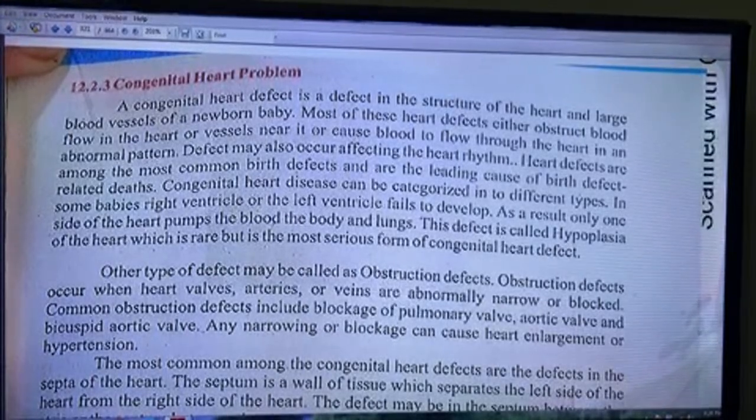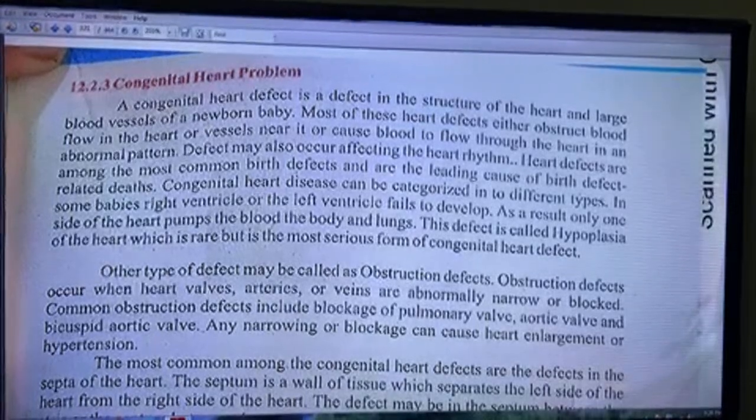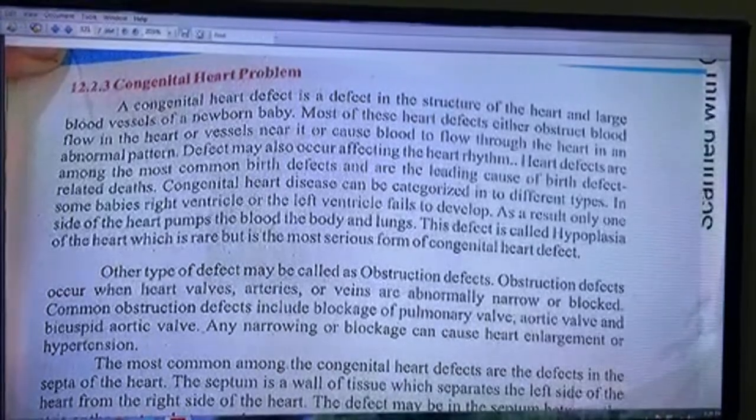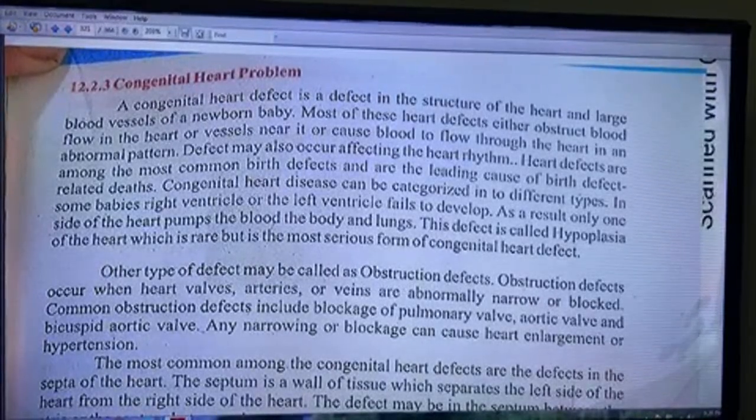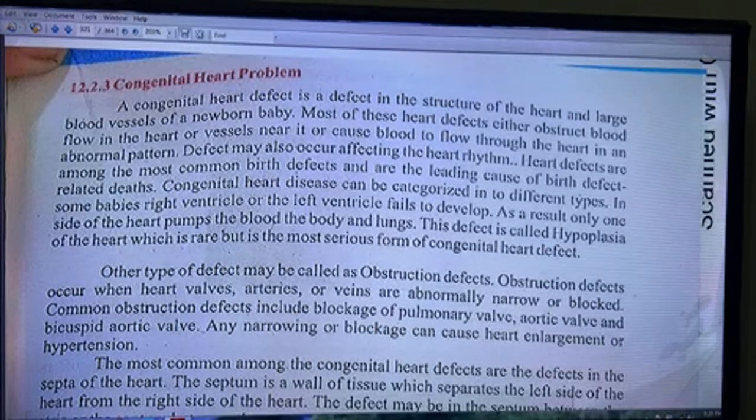Congenital heart disease can be categorized into different types. In some babies, the right ventricle or the left ventricle fails to develop. As a result, only one side of the heart pumps the blood to the body and lungs. This defect is called hypoplasia of the heart, which is rare but is the most serious of the congenital heart defects.